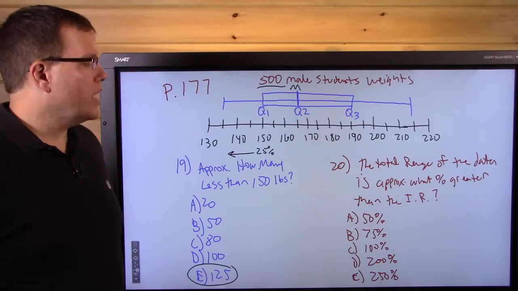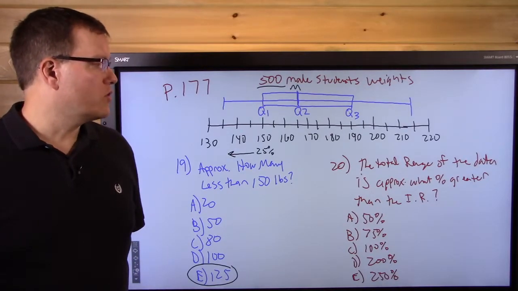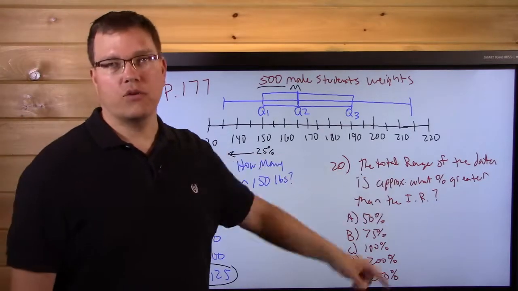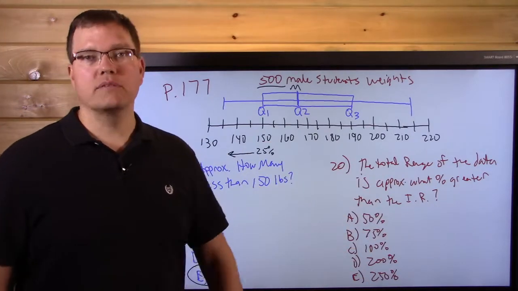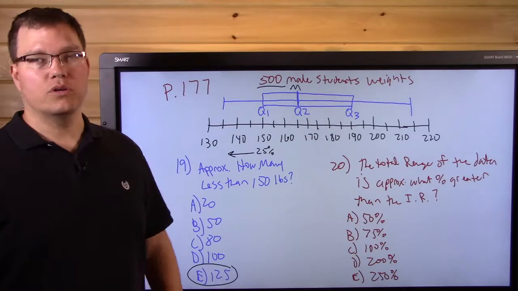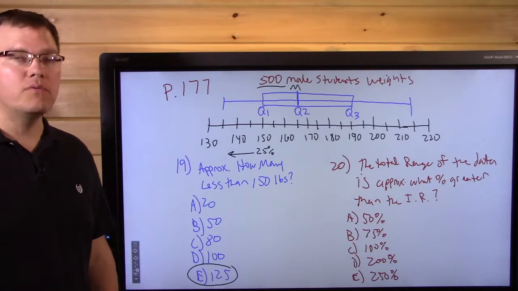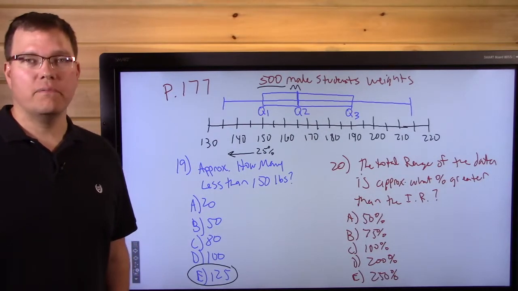The total range of the data is approximately what percent greater than the interquartile range? That's what IQR is. So the total range of the data, approximately what percent greater than the interquartile range? So go ahead and solve that one, and then start it back up.